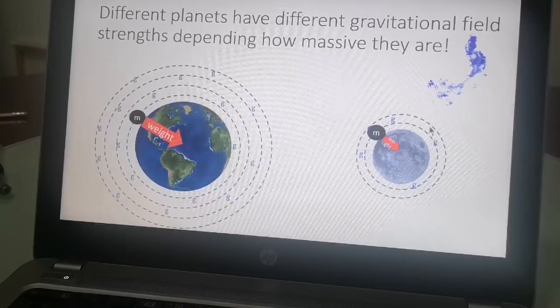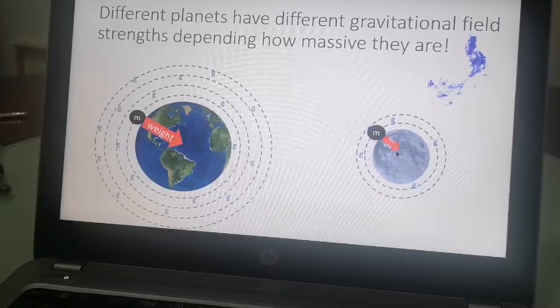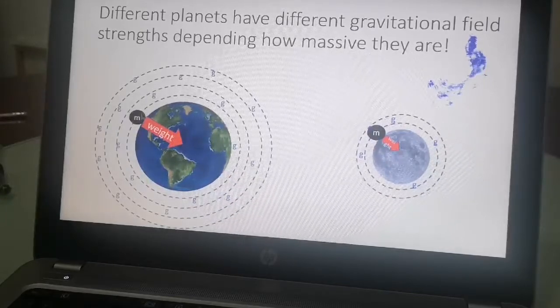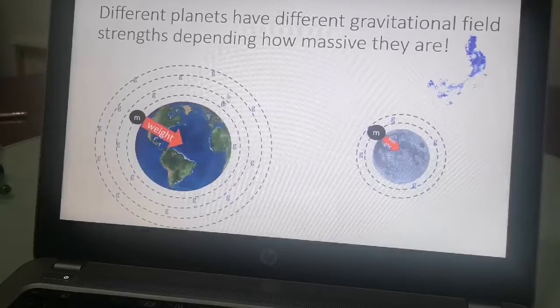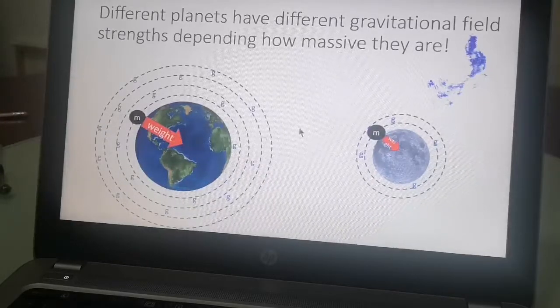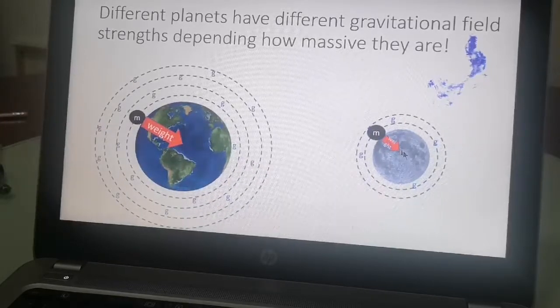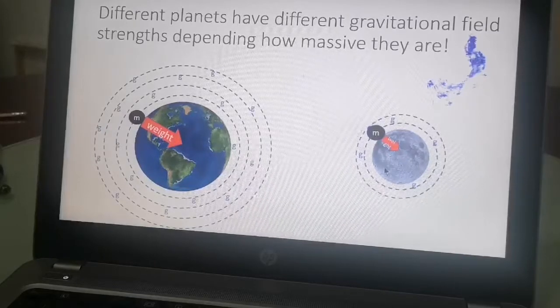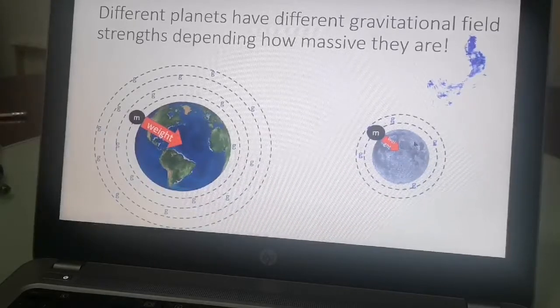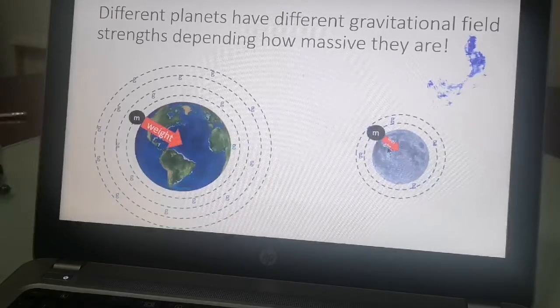There's less gravity on the moon. So look, there's less weight. Look at the size of the arrow, it's much smaller. Because with less field, with less gravity, it doesn't pull as much. This big planet, or not a planet, a moon, doesn't have as much mass to pull the other mass in.